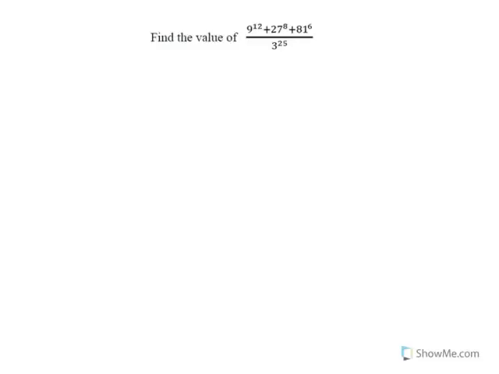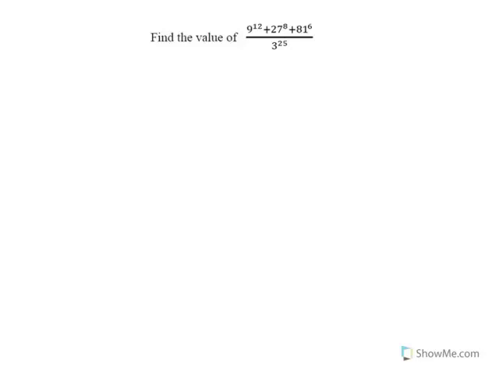Hello, welcome to this tutorial in which I'm going to look at a mathematics Olympiad type question involving powers or indices or exponents. The question is asking us to find the value of 9 to the power of 12 plus 27 to the power of 8 plus 81 to the power of 6, all of it divided by 3 to the power of 25. I'm sure you'll agree, without a calculator this is an enormous task. So we need to look at another way of doing it, and that's using the laws of indices or exponents.